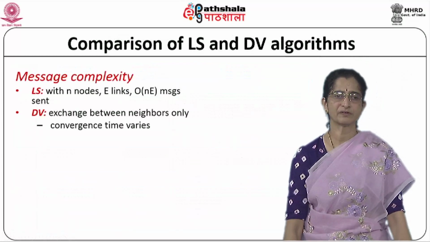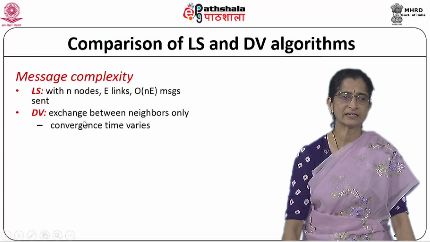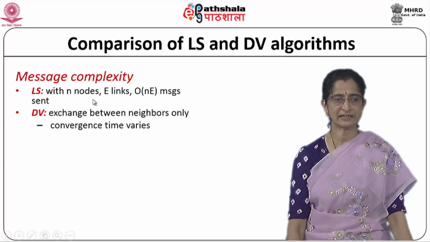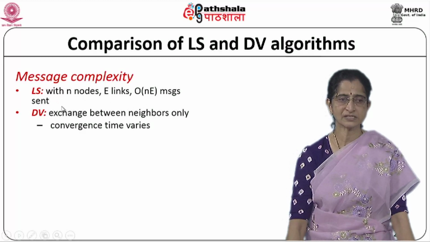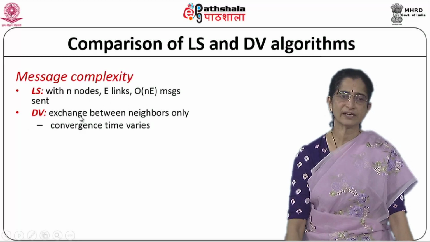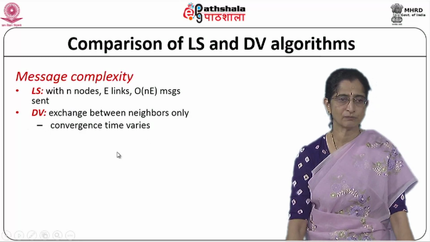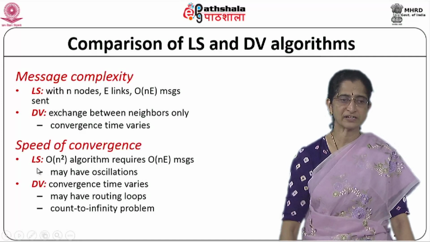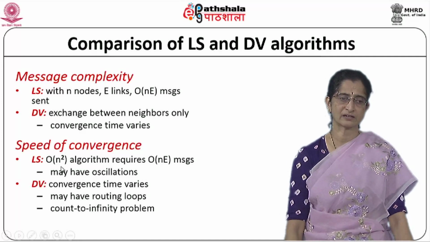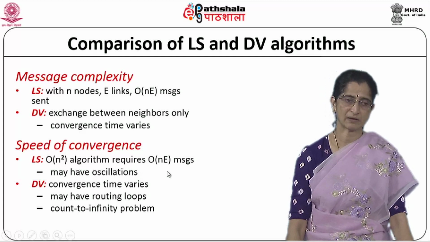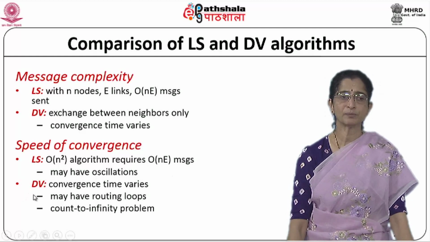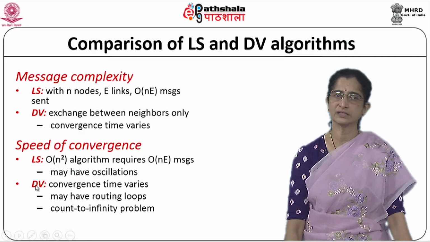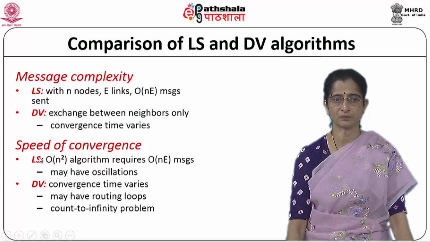Let's do a quick comparison of our link state algorithm and the distance vector algorithm. With respect to message complexity, in the link state algorithm with n nodes and e links, order of n e messages will have to be sent. In distance vector, remember we only exchange between neighbors, so the convergence time will vary in that case. If you look at the speed of convergence, your link state algorithm is an order of n squared algorithm, and it requires order of n messages. It may have oscillations. And in distance vector, you may have routing loops, and we also saw that we can also have a count to infinity problem. This problem will not occur in link state routing because we have a global view of the network.